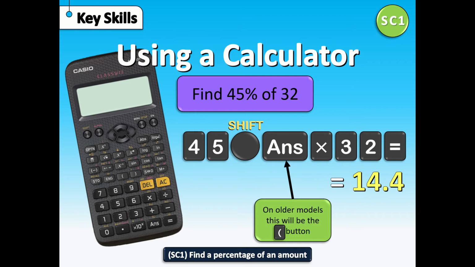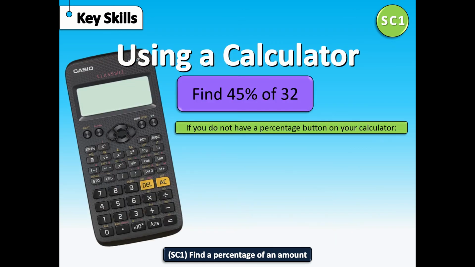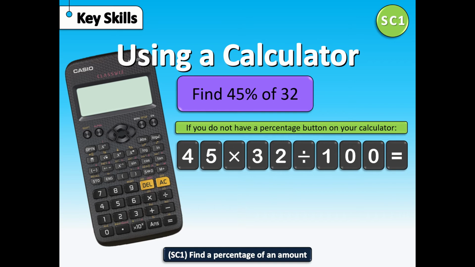On older calculators, the percentage button might be the open bracket button, so you press Shift and the open bracket button instead of Shift ANS. If your calculator doesn't have a percentage button, or you don't know where it is, you can still do this by doing 45 times 32 and then divide the answer by 100. And you should still get the answer 14.4.